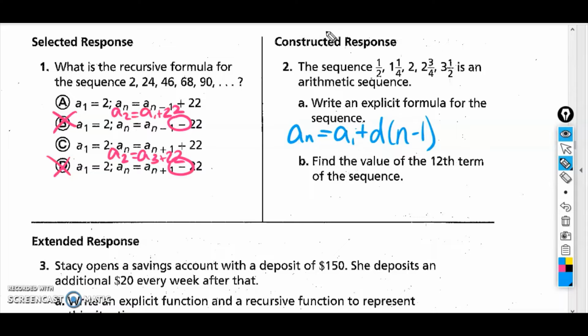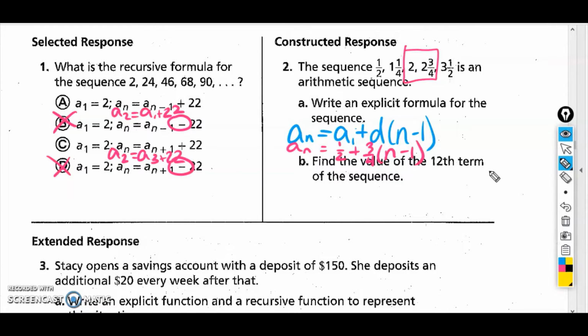So a sub 1 means first term, so that would be 1/2. I'm going to change colors here. So in the general formula, the first term is 1/2. What is the difference between 1/2 and 1 1/4, or 1 1/4 and 2, or 2 and 2 3/4? This is the easiest one to tell: the difference between 2 and 2 3/4 is 3/4. And then I'll leave n minus 1. So there's the explicit formula. Sorry, that's hard to read because I wrote over the letters.